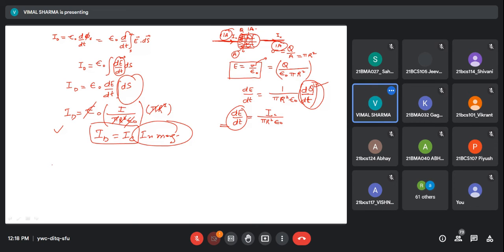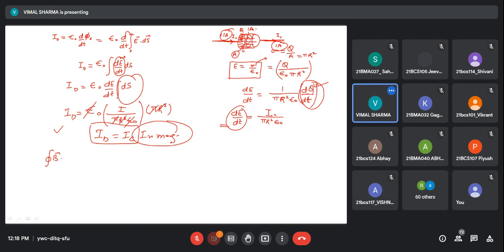So now I'm interested in doing what? As there is this displacement current, I know from Maxwell's equation 4 that both the currents, displacement current as well as conduction current, are responsible for producing magnetic field. I have Ampere's law that was for conduction current, and I know that Ampere's law gives you B dot dl.